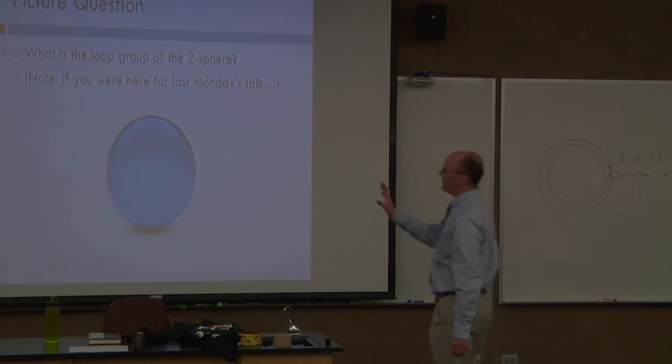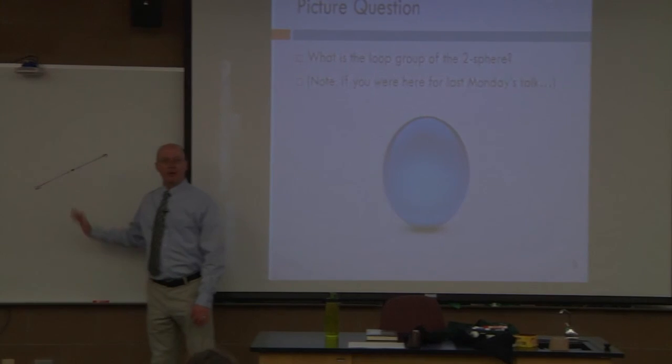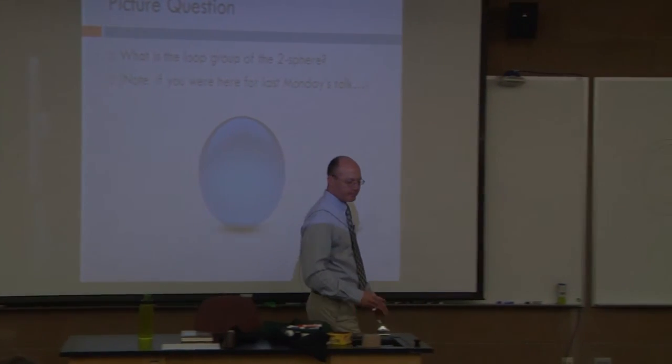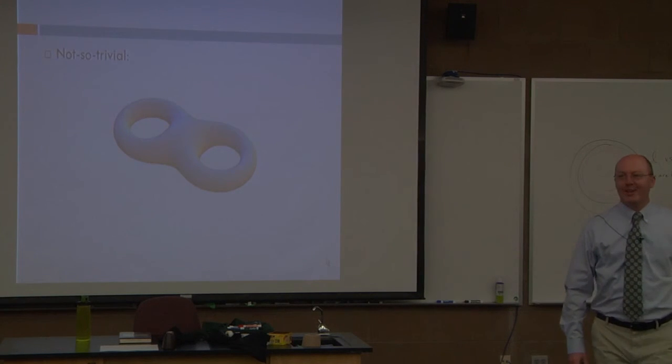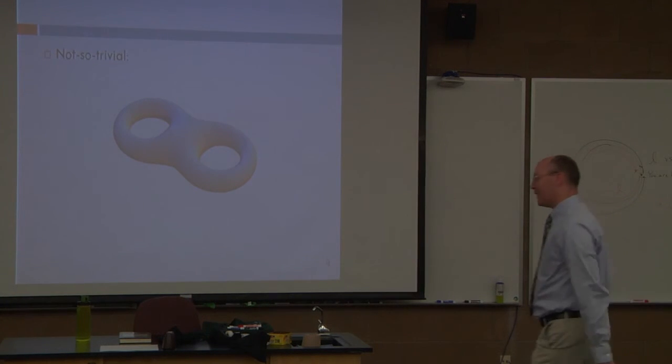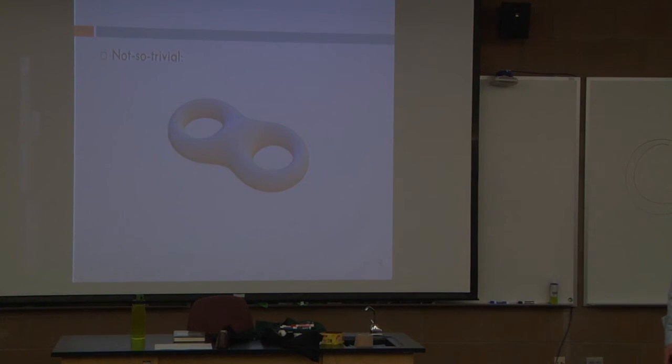So in fact, even though this topological structure looks a lot different to us than this one, the loop groups are the same. I only know that from last time. Oh, I can't make you unlearn the things that you've learned. Anyway, so the loop group of the two-sphere is trivial.